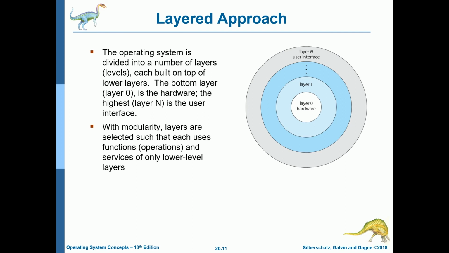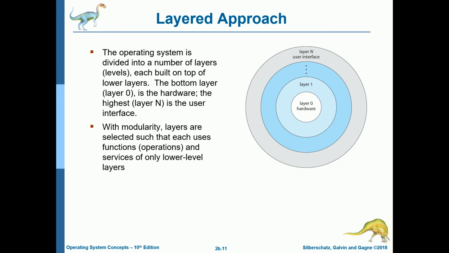Now, a system can be made modular in many different ways. One of those is called the layered approach, in which the operating system is broken into a number of layers or levels. Layer 0 is the hardware layer, and then it goes through a series of layers till it gets to layer N, and that is your user interface. The main advantage of this style of approach is it's simple to construct and debug the operating system.